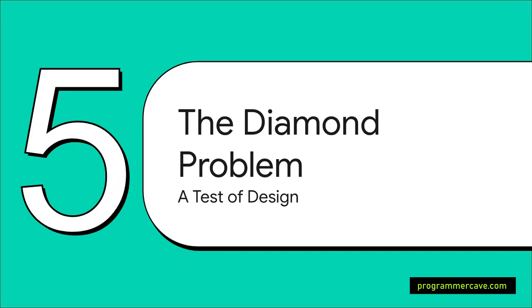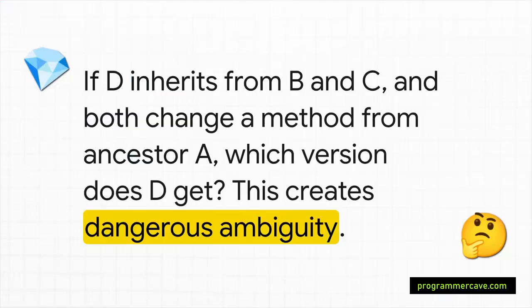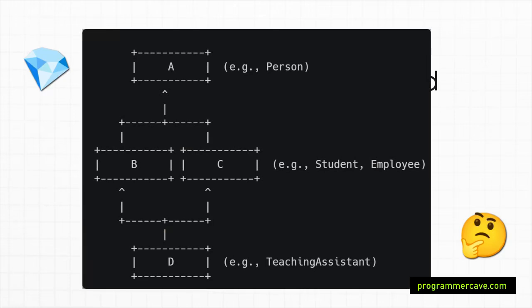I'm talking about the infamous diamond problem. This whole mess comes from a feature in some languages called multiple inheritance. So picture this. At the top, you have class A. Below it, you have class B and class C, and they both inherit from A. Then, at the very bottom, you have class D, which tries to inherit from both B and C. See how it forms a diamond shape? Now, here's the question. If class B and class C both modify the same method they got from A, which version does class D get? B's or C's? It's a huge, dangerous ambiguity.